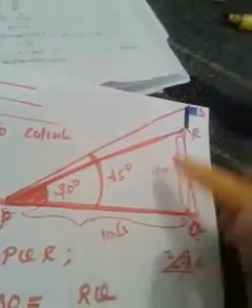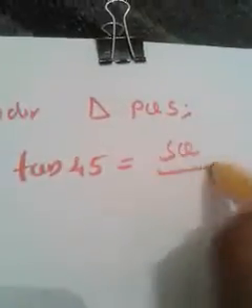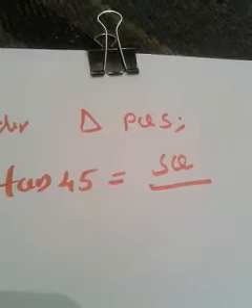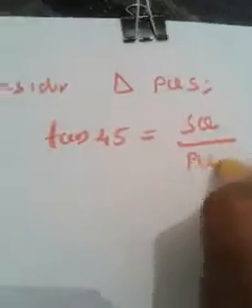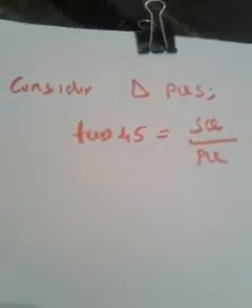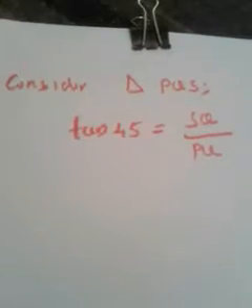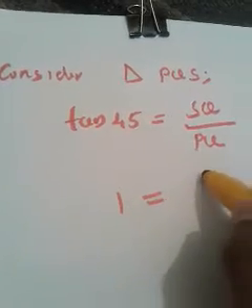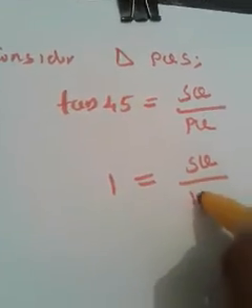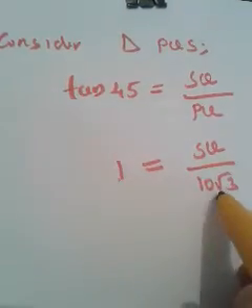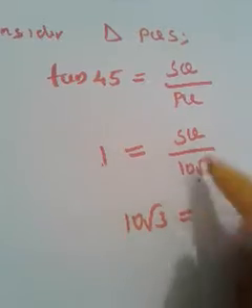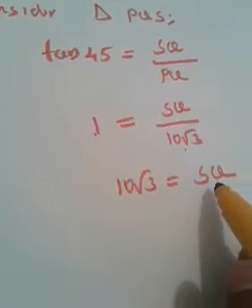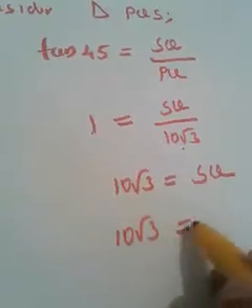Tan is opposite by adjacent. Which is the opposite side of 45 degree? SQ. So SQ divided by which is the side adjacent to 45 degree? This is the 45 degree, so the adjacent is PQ. And what is the value of tan 45? Tan 45, the value is 1. And what is SQ? We don't know SQ. PQ we have as 10 root 3. Just multiply this 1 into 10 root 3, it becomes 10 root 3 equal to SQ.